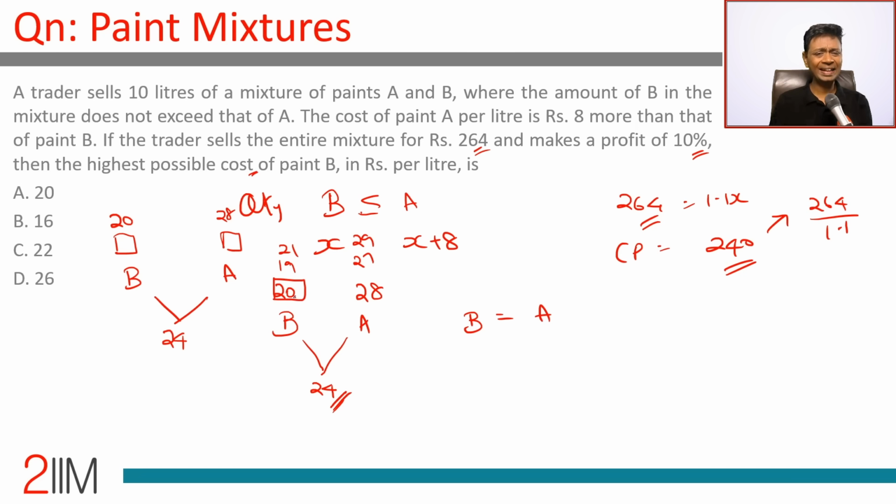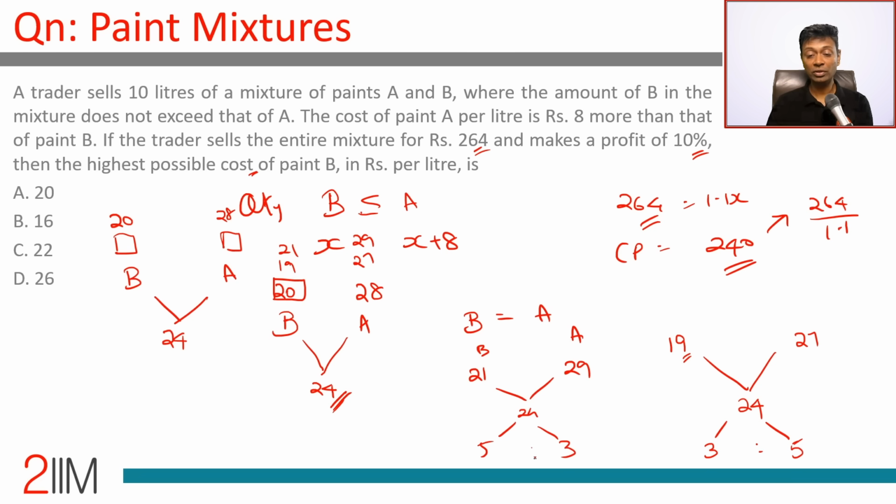If it were any less than 20, let's say it was 19, this is 27. If you mix these two to get 24, then the ratio would be 3:5. And so for 19, the ratio would be 3:5. The quantity of B would be less than that of A. If B were 21 and A were 29, and we mixed these two to get 24, then we'd have to mix them in the ratio of 5:3. B would have to be more than A.